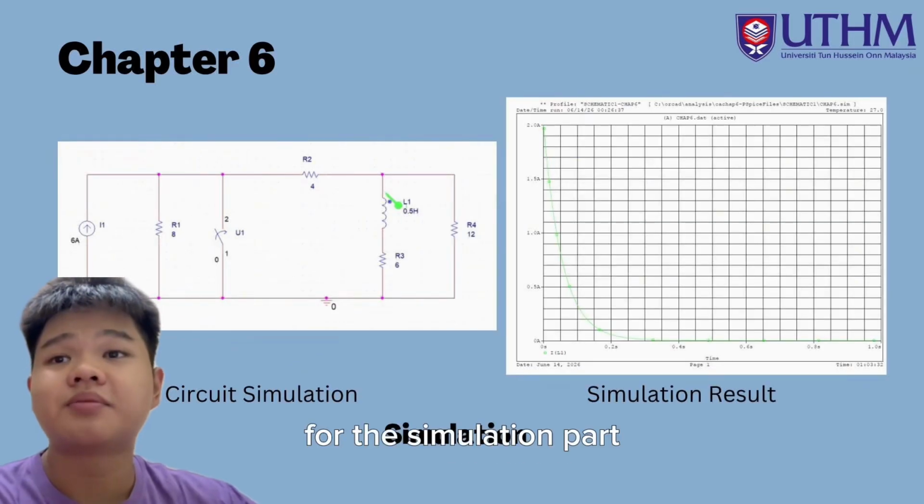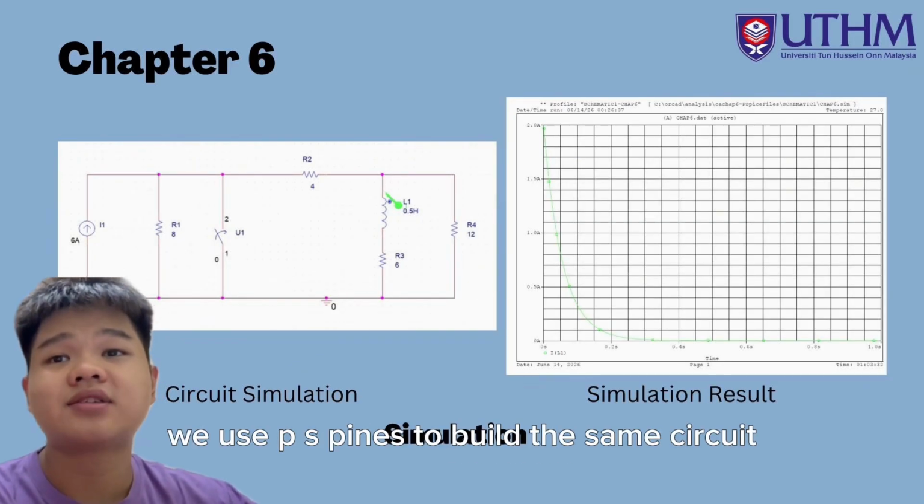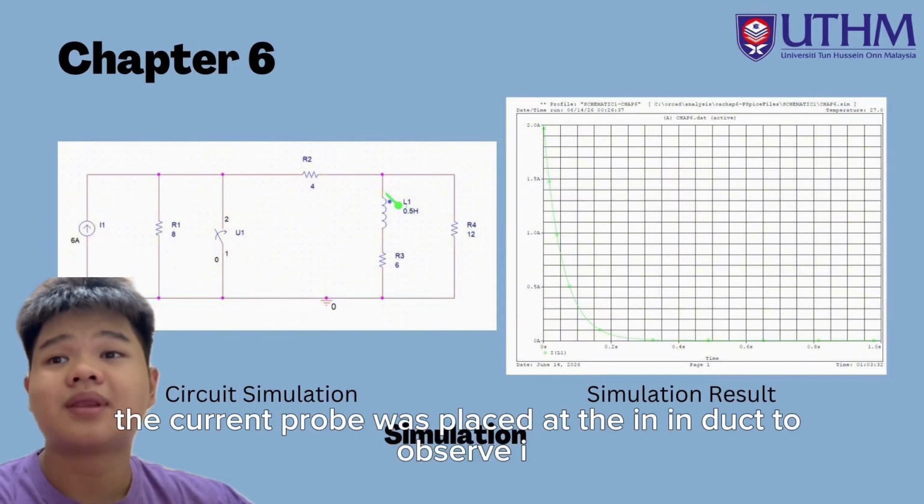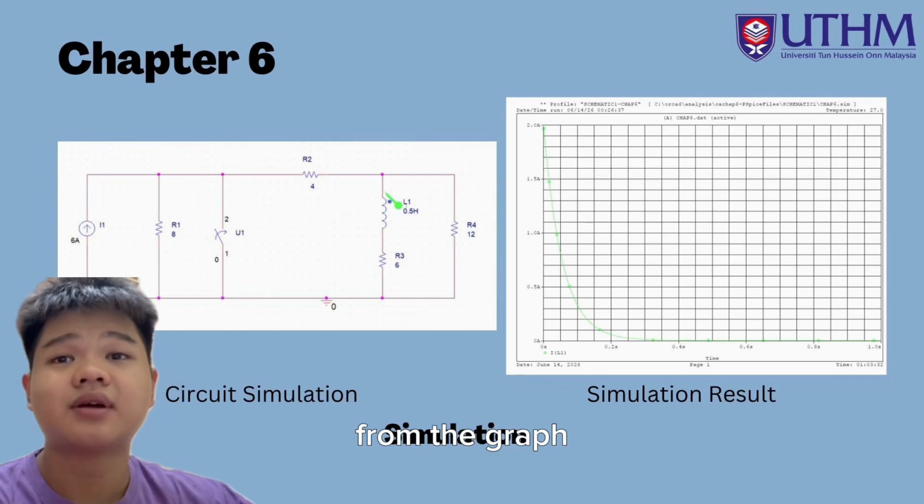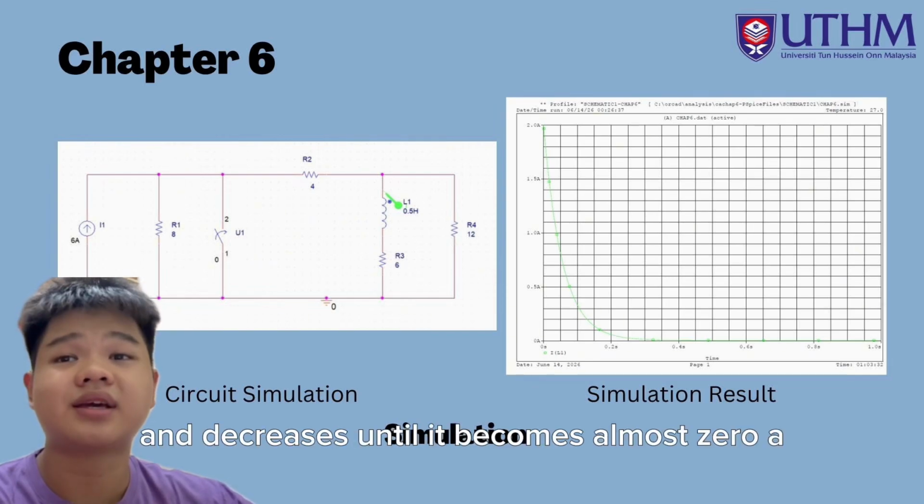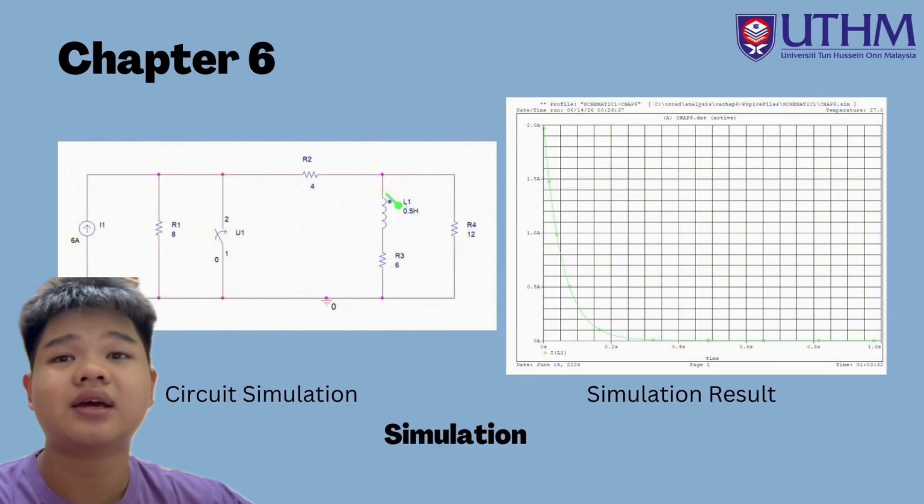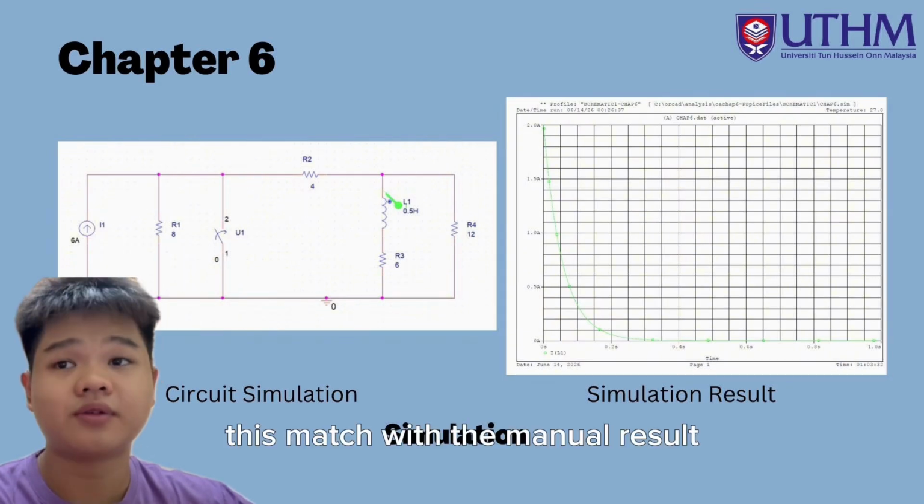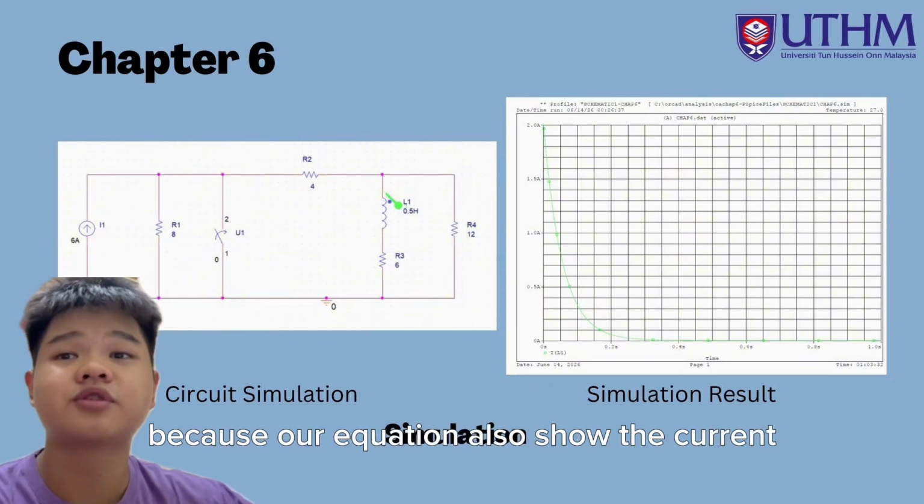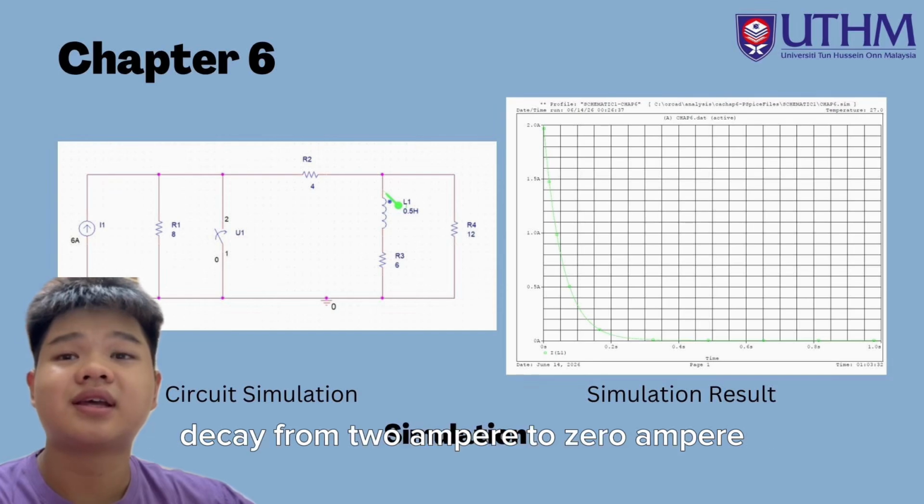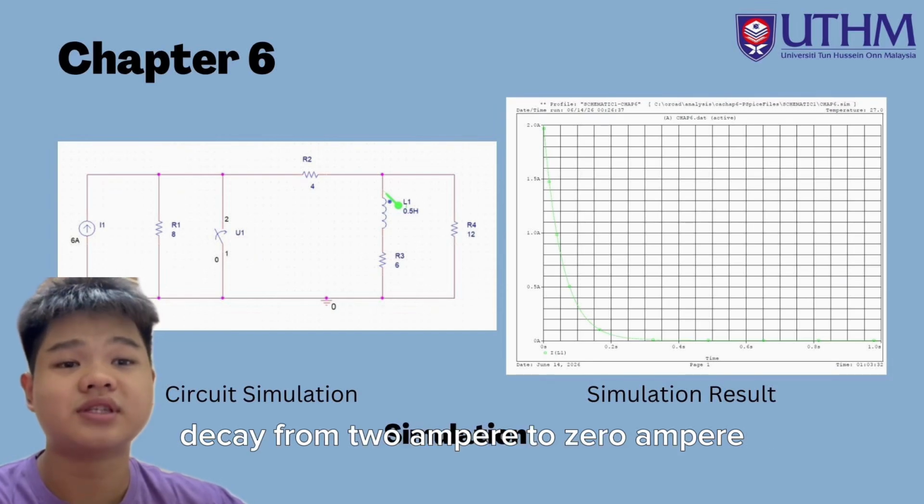For the simulation part, we use PSpice to build the same circuit. The current probe was placed at the inductor to observe I. From the graph, the current starts at 2 amperes and decreases until it becomes almost 0 A. This matches the manual result because our equation also shows the current decays from 2 amperes to 0 amperes.